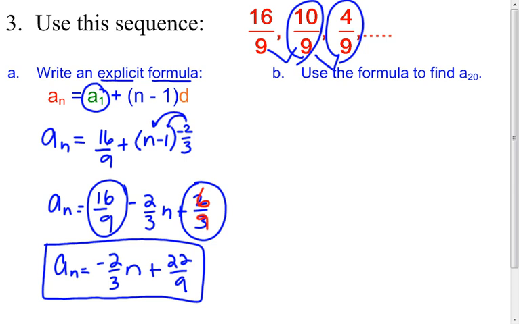If I want to find the first term, I would plug 1 in for n. If I want to find the fifth number on the list, I would plug 5 in for n. That sequence, now in an explicit formula form, will be able to find any term number on that entire list. Okay? So, using that, I now want to find A20. I'm using this formula right here, and I will plug 20 in for n.